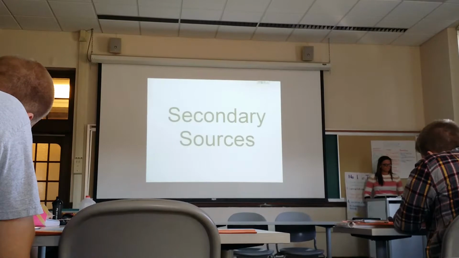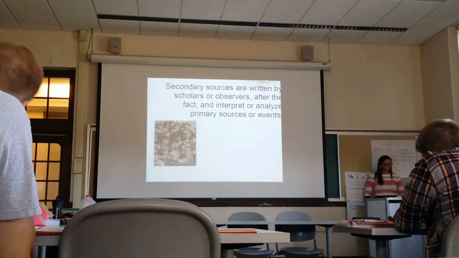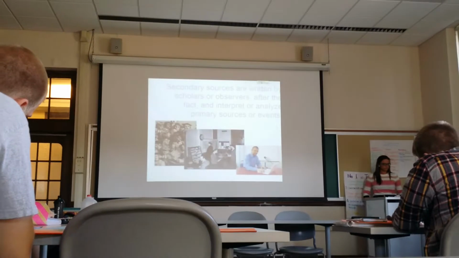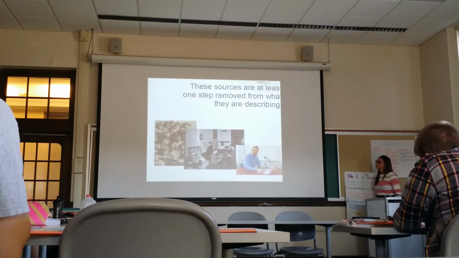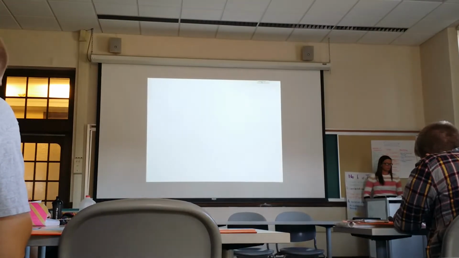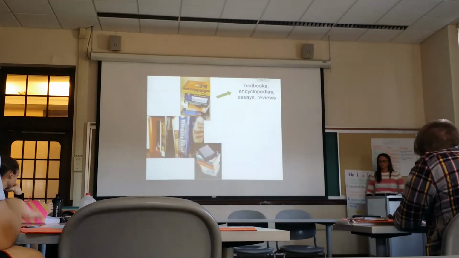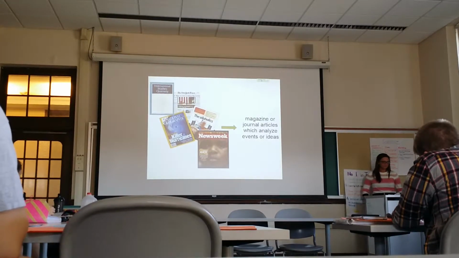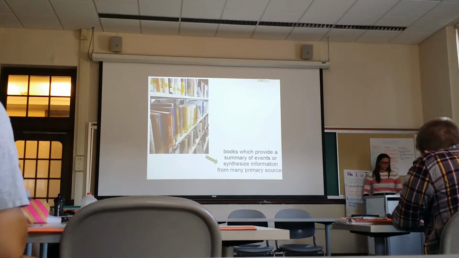So what are secondary sources? Secondary sources are written by scholars or observers after the fact and interpret or analyze primary sources or events. These sources are at least one step removed from what they are describing. Some examples of secondary sources are textbooks, encyclopedias, essays, and reviews, magazine or journal articles which analyze events or ideas, and books which provide a summary of events or synthesize information from many primary sources.